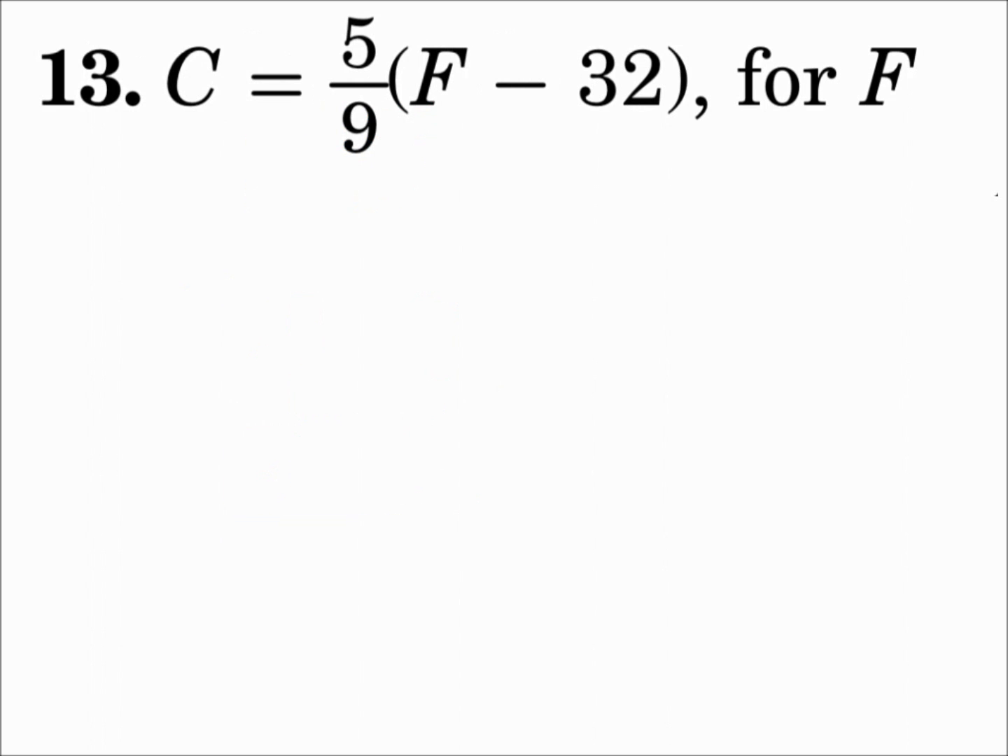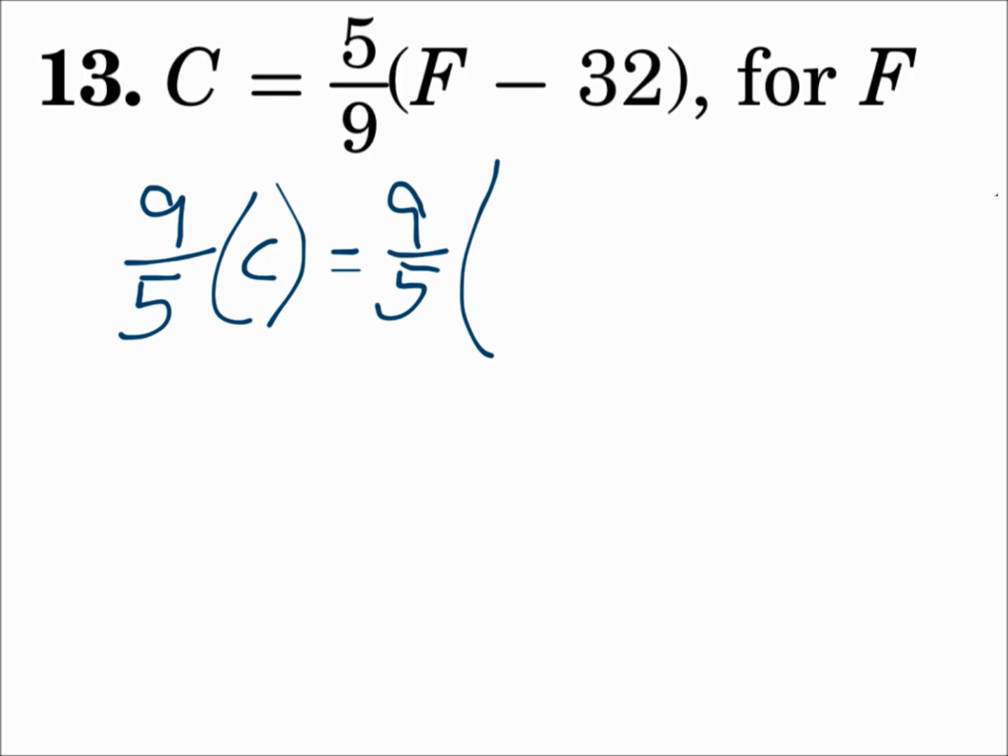Number 13. C equals 5/9 times the quantity f minus 32. Solve for f. Well, the f's are all on one side, and they're inside that quantity. So let's get rid of the number that's multiplied by the quantity. That's 5/9 times the quantity, so get rid of that. Remember, to get rid of a fraction times something, you need to multiply both sides by the reciprocal. So multiply both sides by 9/5.